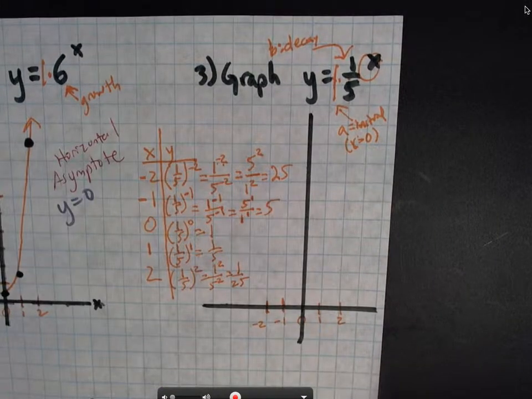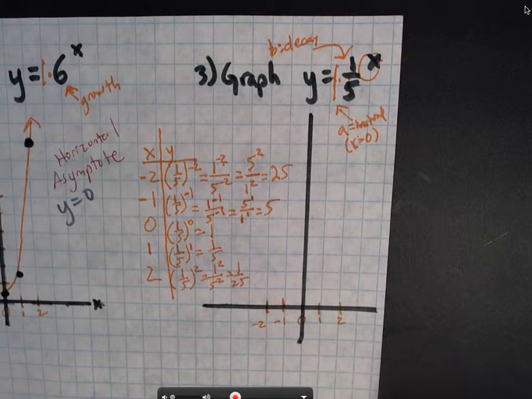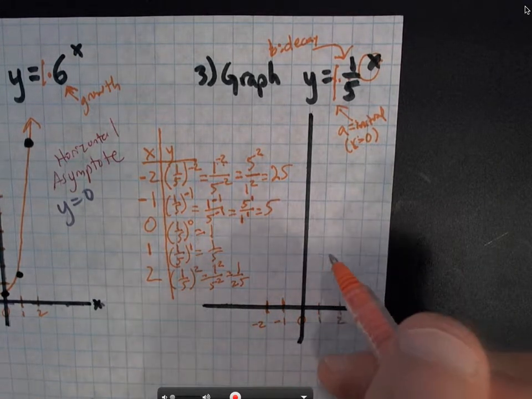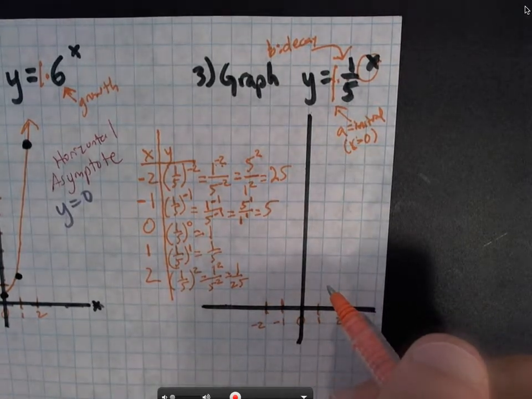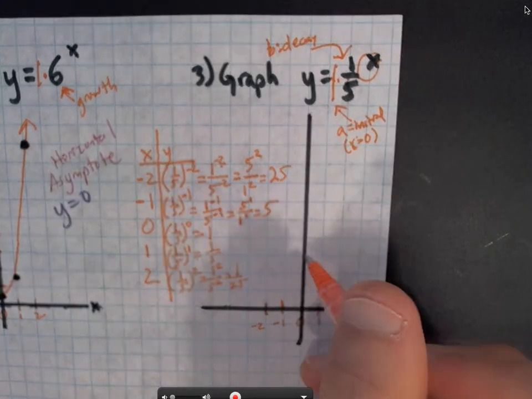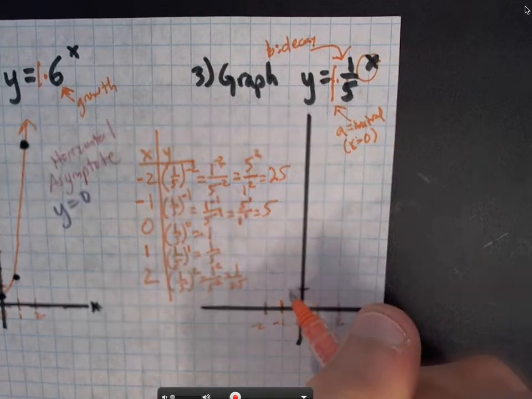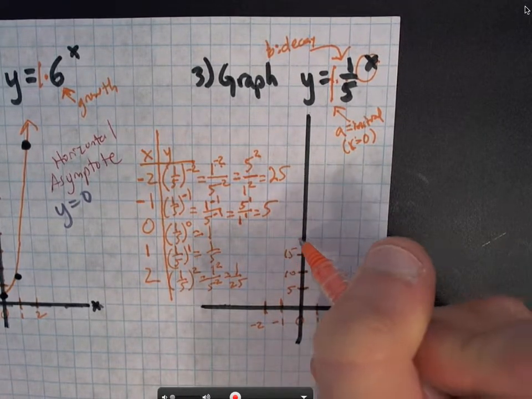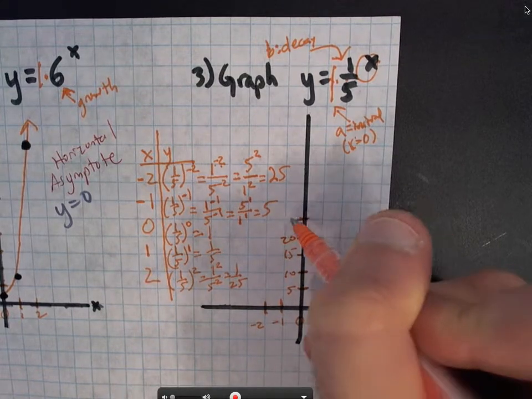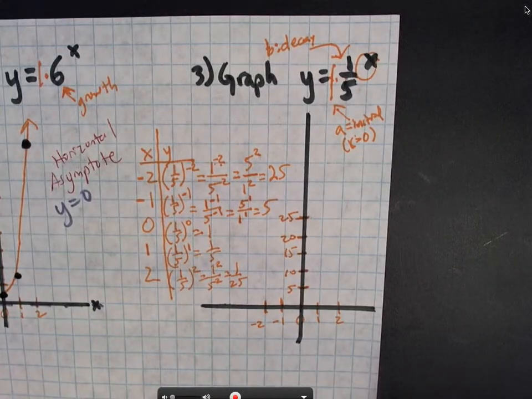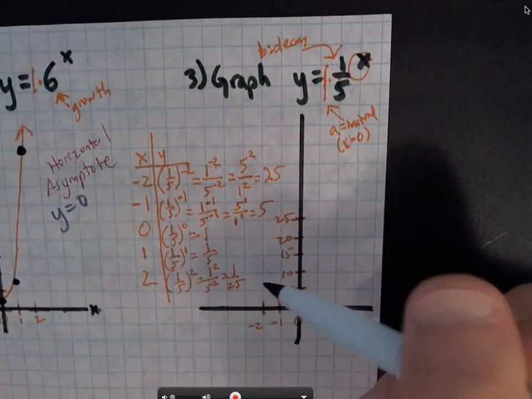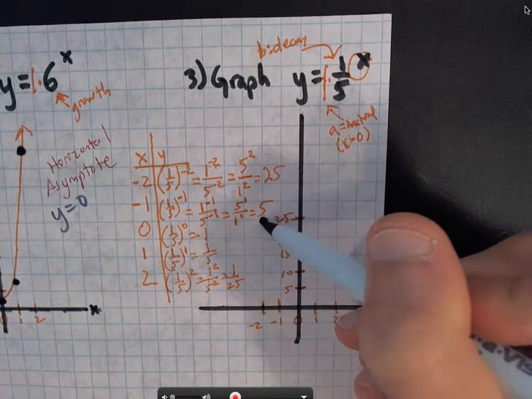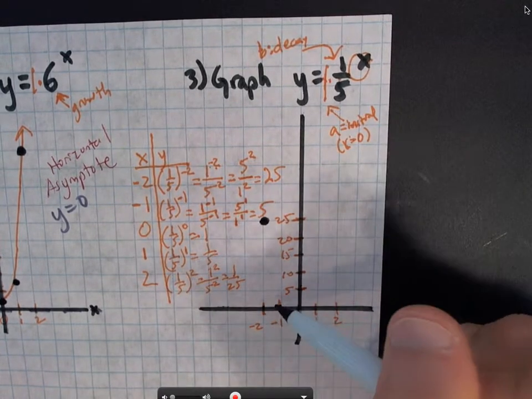All right, so let's take a look at what these would look like. -2 goes to 25. So how are we going to label these? Let's just go by 5s: 5, 10, 15, 20, 25. Okay, a little bit more compact. So -2 goes all the way up to 25. There we go. -1 goes to 5.